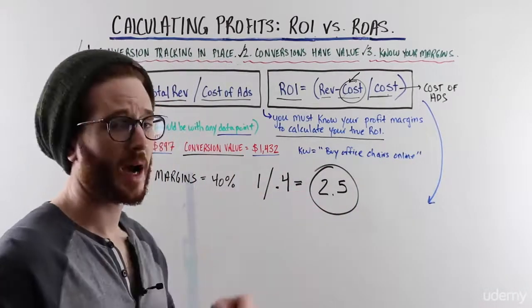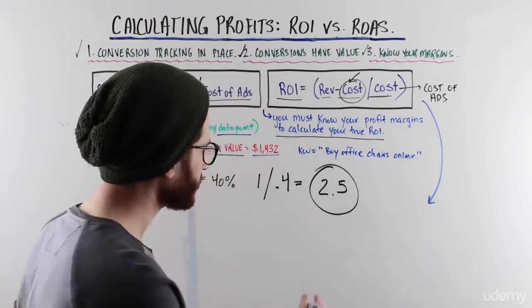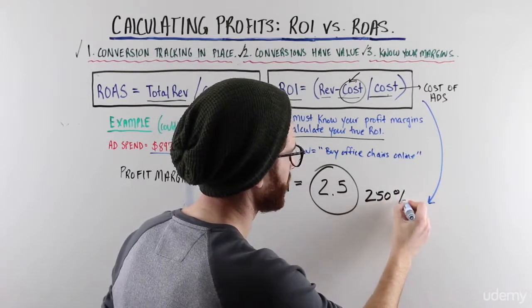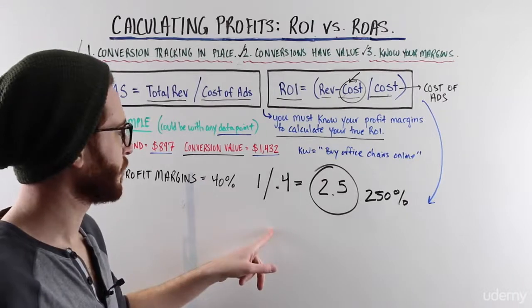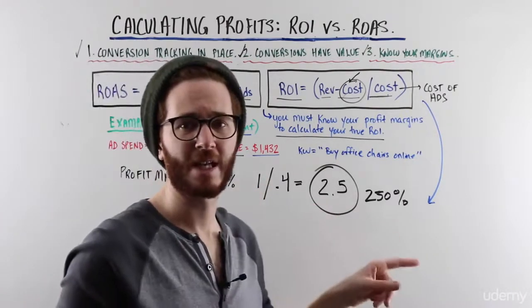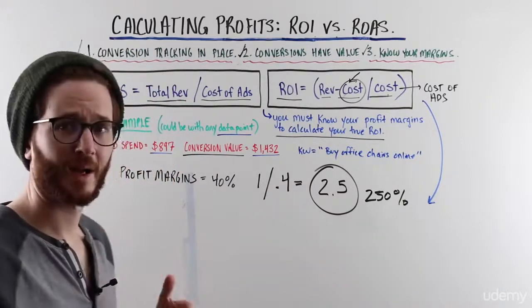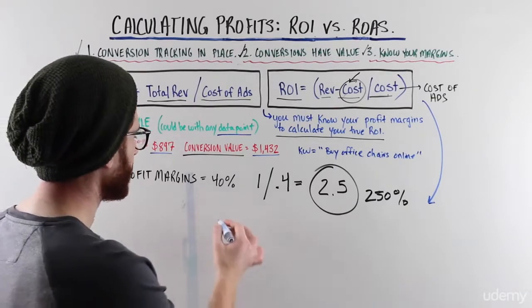2.5 is my minimum ROI, my ROAS, in order to break even. Or in other words, this is the same thing as saying 250%. What you're saying is, in order for me to be profitable, I need to make back $2.50 for every dollar spent on advertising. Why? I'm going to help you understand what this number is.